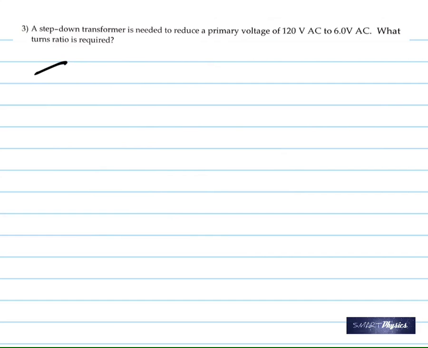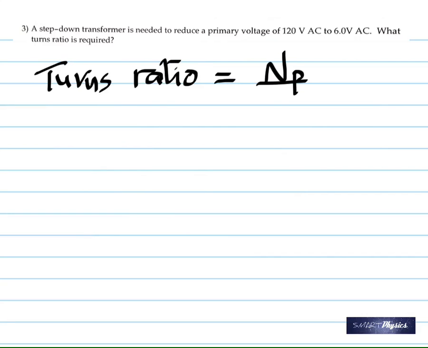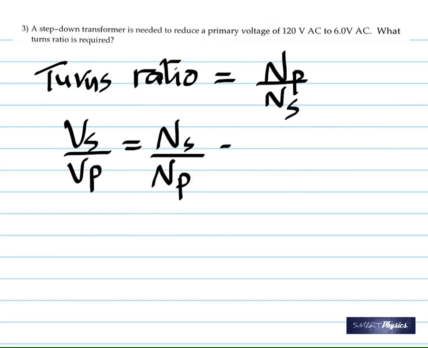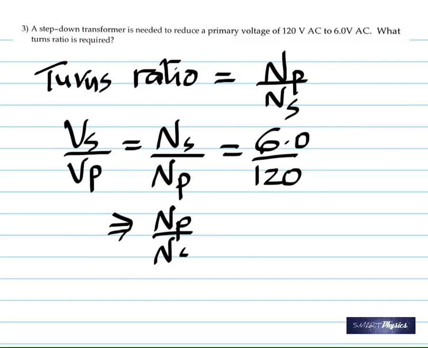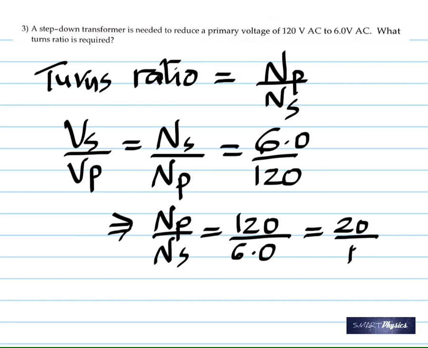And here we need to reduce the primary voltage of 120 to 6 volts. What's the turns ratio? The turns ratio is defined as the ratio of the number of turns in the primary to the number of turns in the secondary. So the turns ratio is Np by Ns. And we know this is the formula for the transformer. So when you divide, Np by Ns should be the reciprocal of that, which is 120 by 6, and therefore the ratio is 20:1.